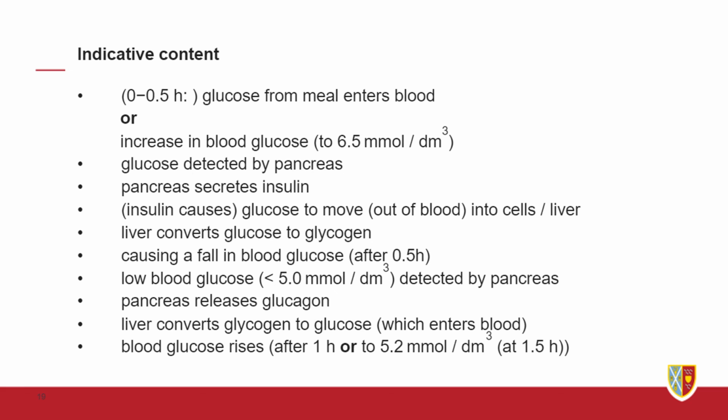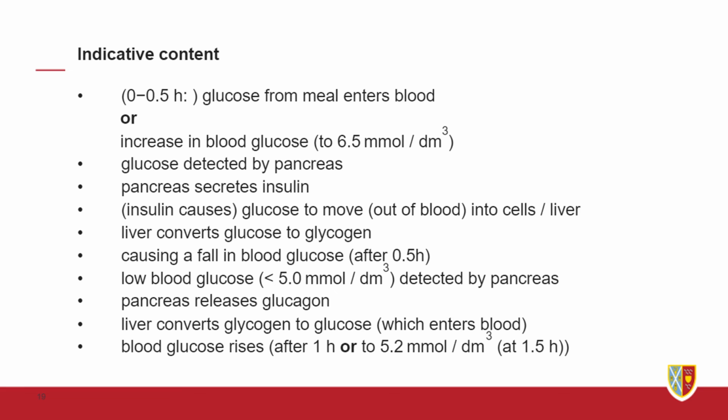So anything from here could have been applicable to the previous graph. We can see when the glucose from the meal enters the blood is at 0 to 0.5 hours because we see a big increase in blood glucose. There's an increase up to 6.5 millimolars per decimeter cubed. The glucose is detected by the pancreas. The pancreas is going to secrete insulin. Insulin causes the glucose to move into the liver or the muscle cells, and it's converted to glycogen to be stored. That causes a fall in the blood glucose back to normal blood glucose levels.